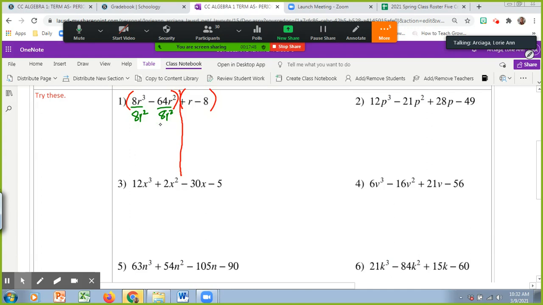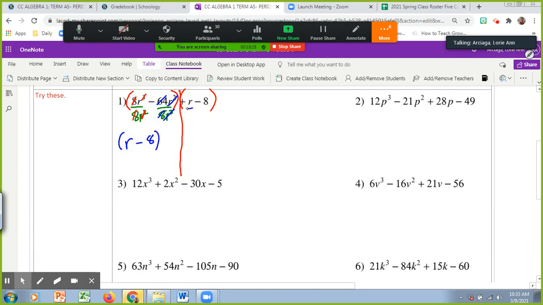Once you have that, you're halfway done. So let's just divide, yeah? 8 divided by 8, that's just 1. r cubed divided by r squared, so 3 minus 2, what's left? You're left with how many r's? Just 1 r, right? Good. 64 divided by 8, that's negative, so you put minus 8. r squared divided by r squared is just 1. So times 1 will just become 8.